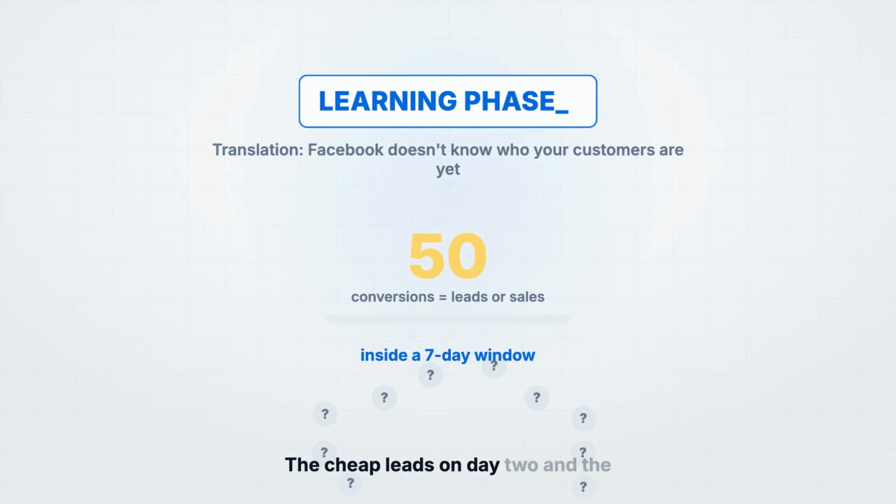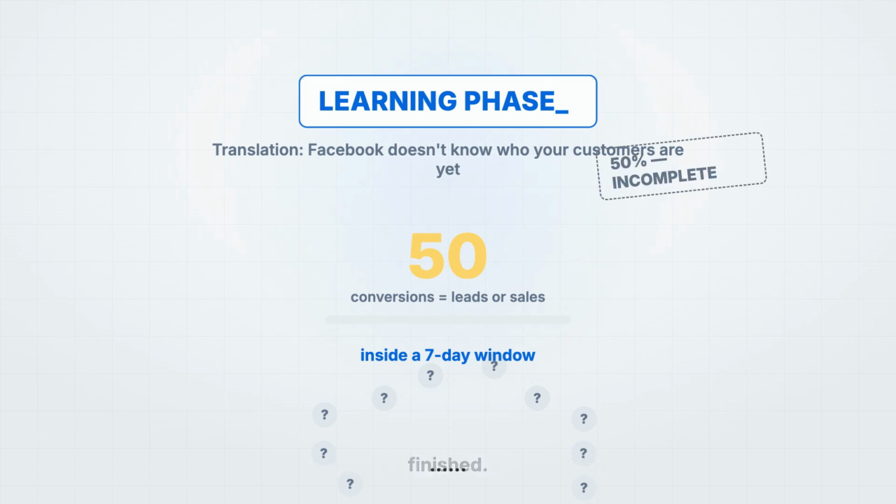The cheap leads on day 2 and the silence on day 4 are often the same ad, just early. Your numbers aren't telling you the ad is good or bad yet. They're telling you Facebook is still figuring it out. Judging an ad before it clears that phase is like grading a test that's only half finished.